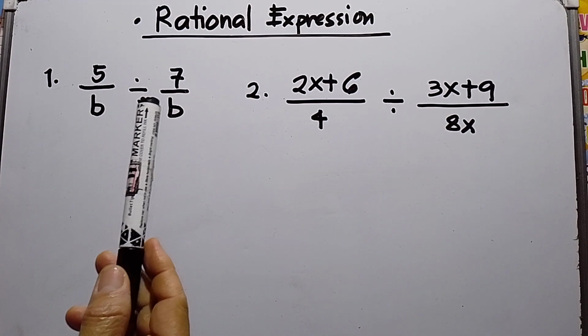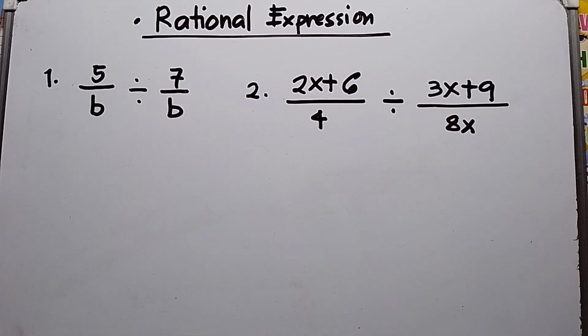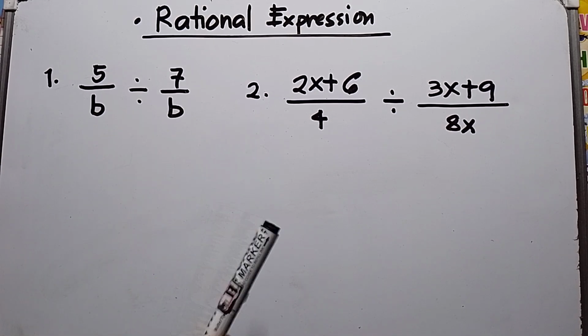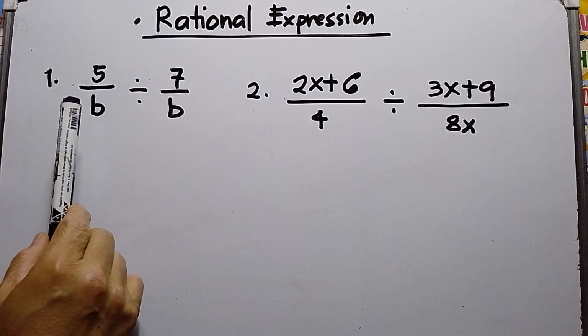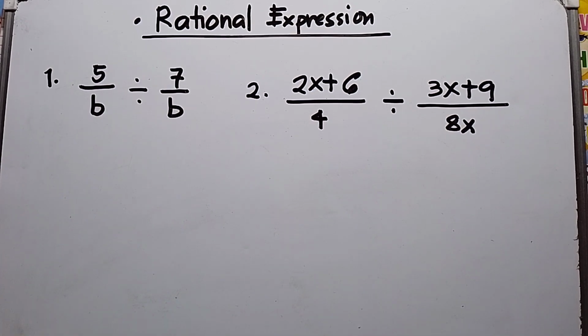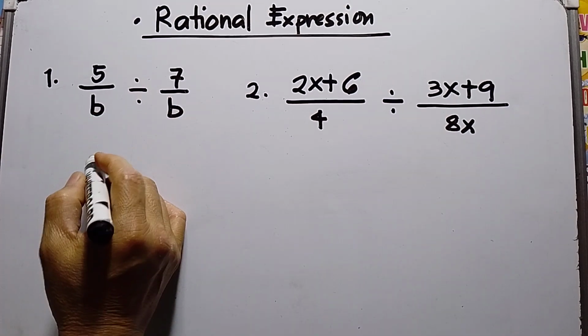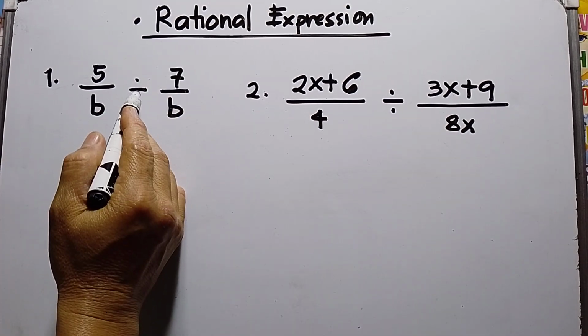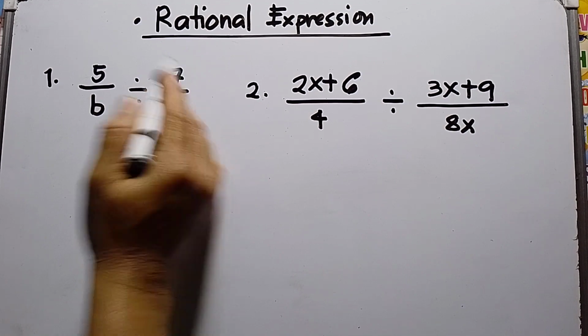This maths is intended for grade 8 students. I have here 1 and 2. Later I will write number 3. So number 1, I have 5 over b divided by 7 over b. When it comes to division, we change the operation to multiplication, then turn the second fraction upside down.